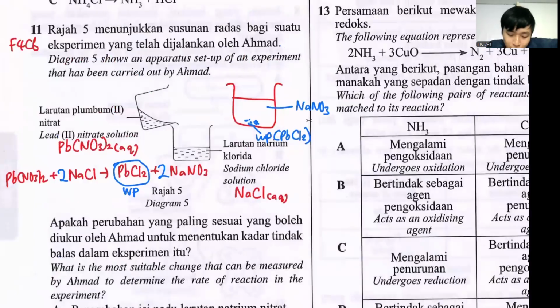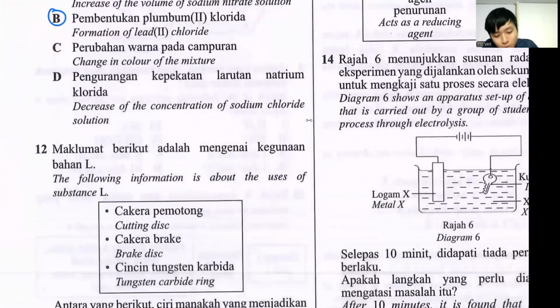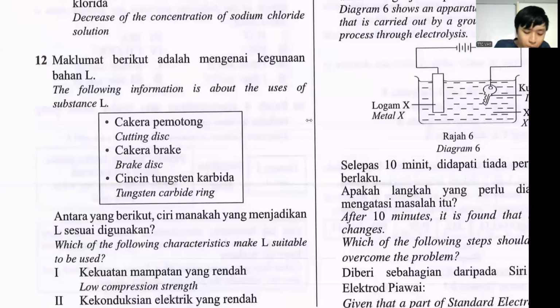It's a bit like Form 4 chapter 7 actually. But yeah, you kind of got it. Okay, so you have question 12. This is Form 4 chapter 8. The following information is about the uses of substance L. Cutting this, break this, tungsten carbide ring. This is the advanced ceramic.